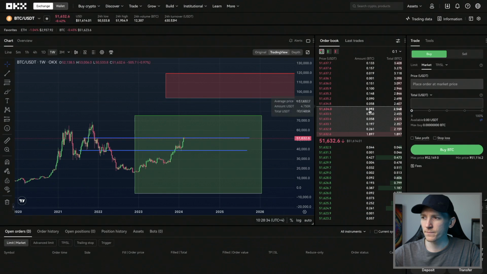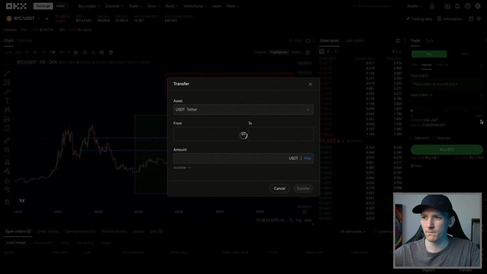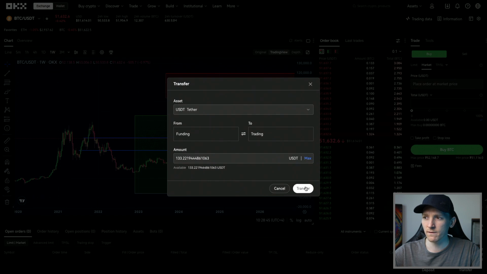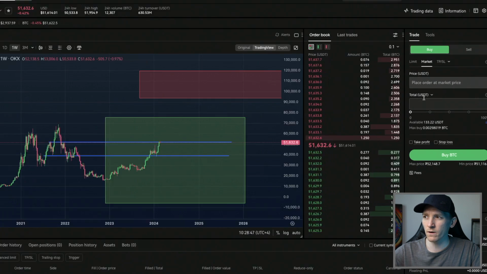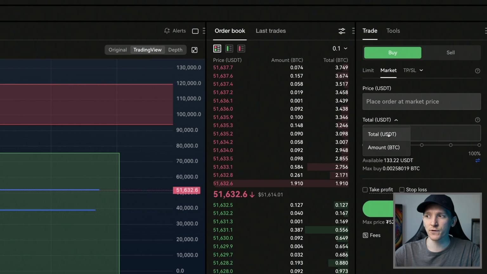So what I'm going to do is transfer some assets into this account. So we can press this tiny little blue button here. I've got some assets in my funding, so I'm going to move it to trading like this, press transfer. That's an internal transfer. It's free, so you don't have to pay for it. Now I've got some assets to trade.